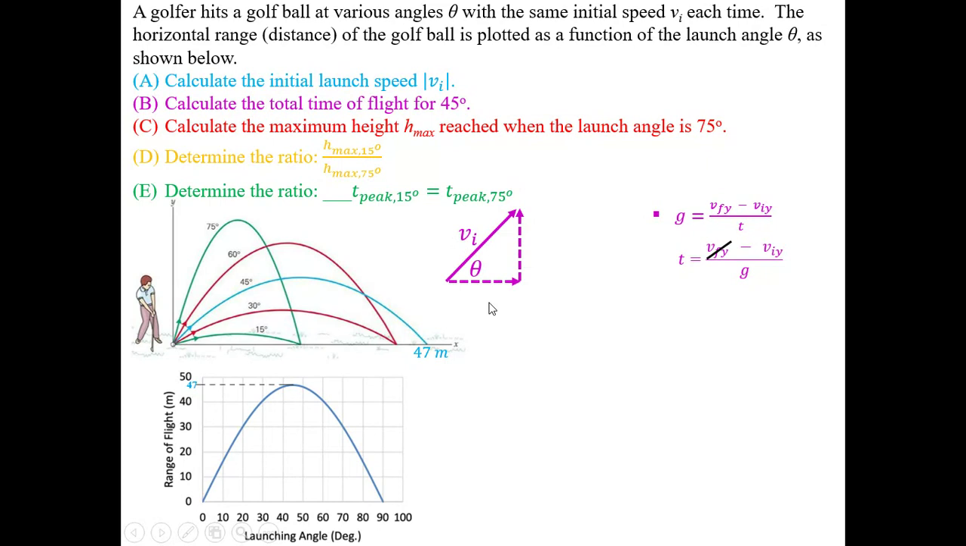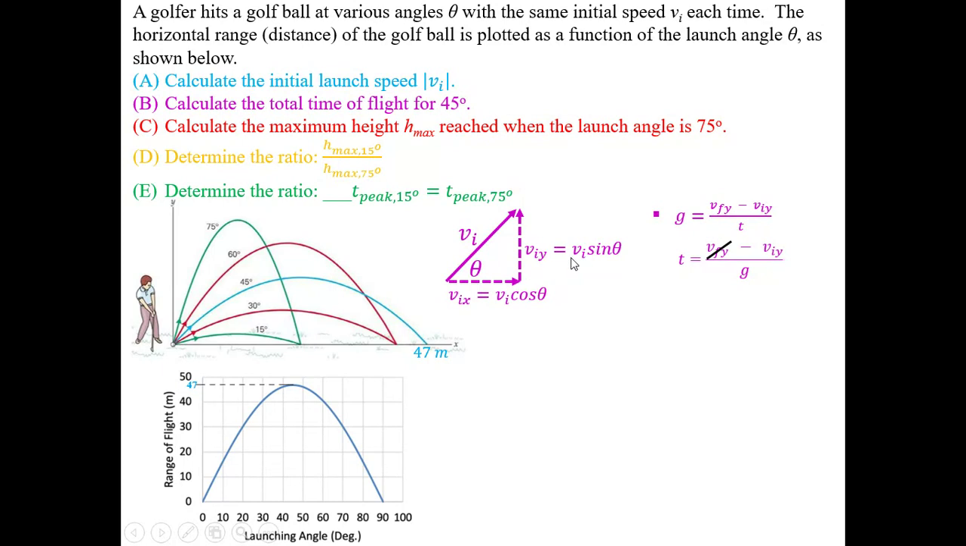Knowing VI and knowing theta, I can find VIX and VIY. VIX is simply VI cosine theta. So the adjacent component is simply the hypotenuse times cosine of the angle. Therefore, the vertical component, VIY, is simply the hypotenuse, which is VI here, times the sine of theta. VI is your hypotenuse because this is a right triangle. This is sine because this is the opposite leg. Well, I need VIY.